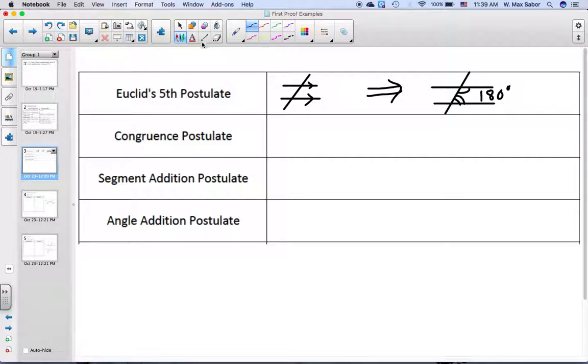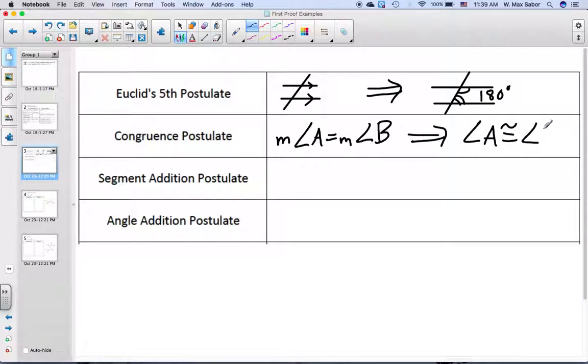The congruence postulate says that if I have two angles that have the same measurement, then they're congruent. Also, if two angles are congruent, then they have the same measurement. So it goes both ways. Congruent angles, same thing as having the same measurement. Same measurement, this is about the numbers. This is about the actual angles.